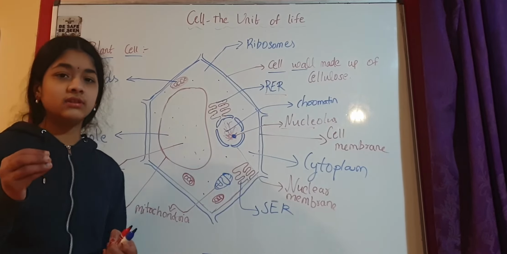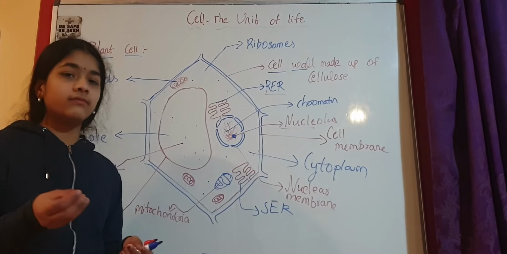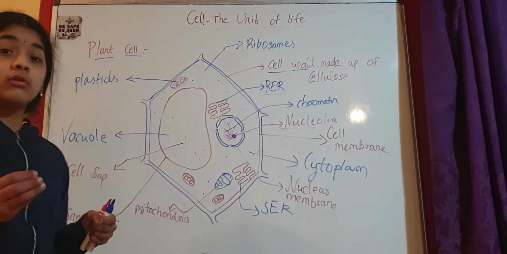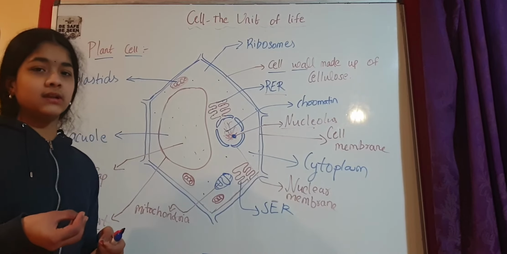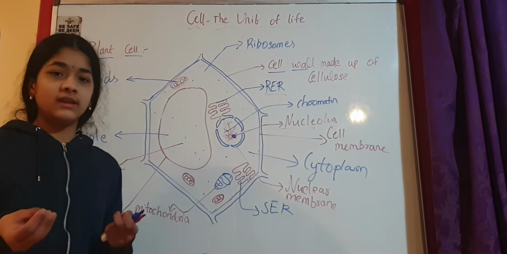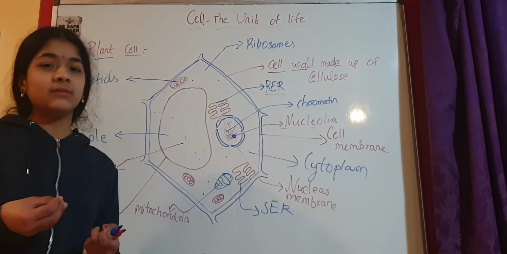It gives colors to the fruits and flowers. The next one is chloroplast. That's the most common pigment that we see. It has chlorophyll in it. It gives the green color to the leaf.